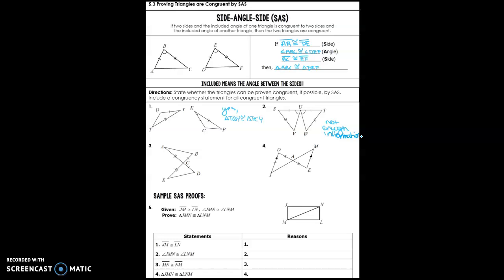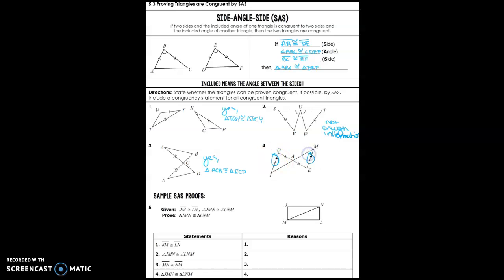Okay. Number three, we do know that the sides are congruent, and we have that angle in the middle. So those angles are vertical angles, and hopefully you remember that vertical angles are congruent. So since we have the angle included between the two sides, yes, triangle ACB is congruent to triangle ECD. Okay, last one.